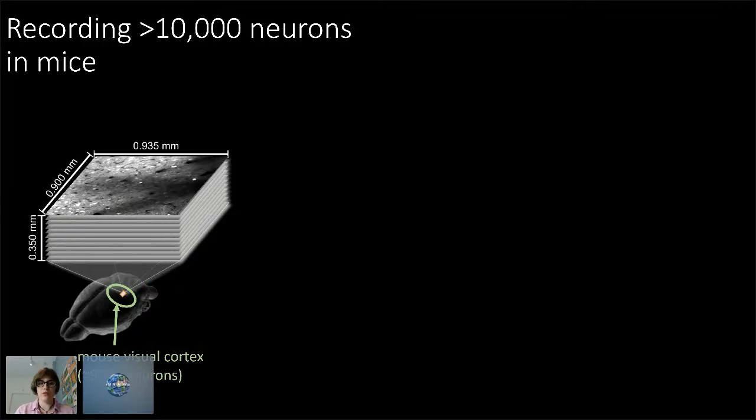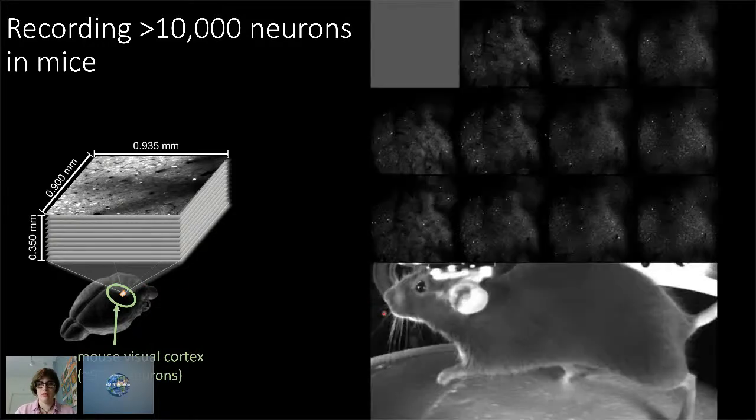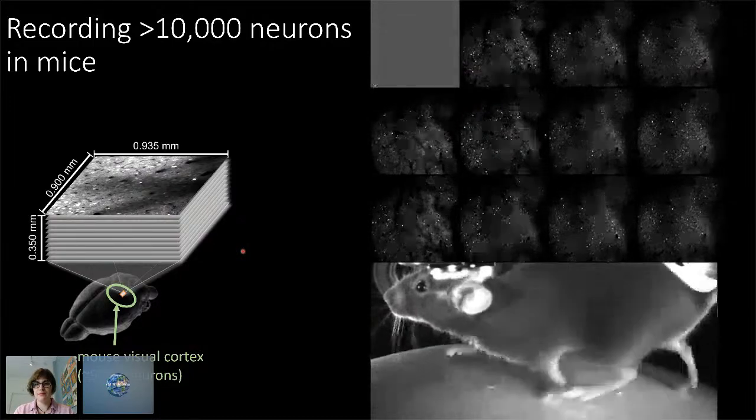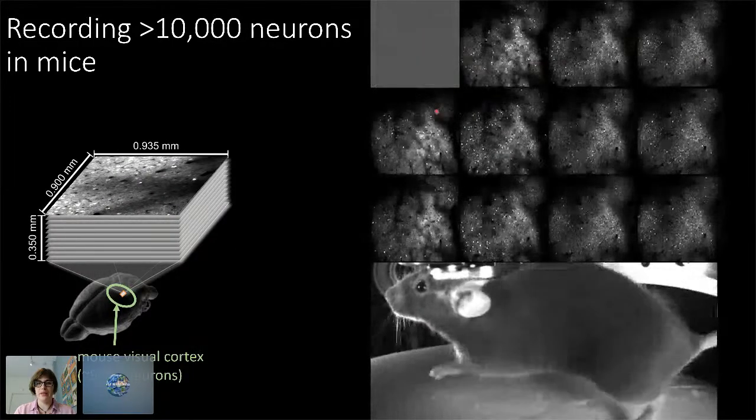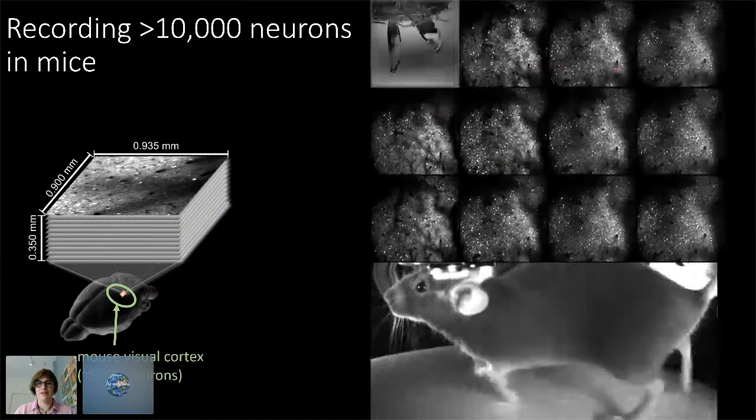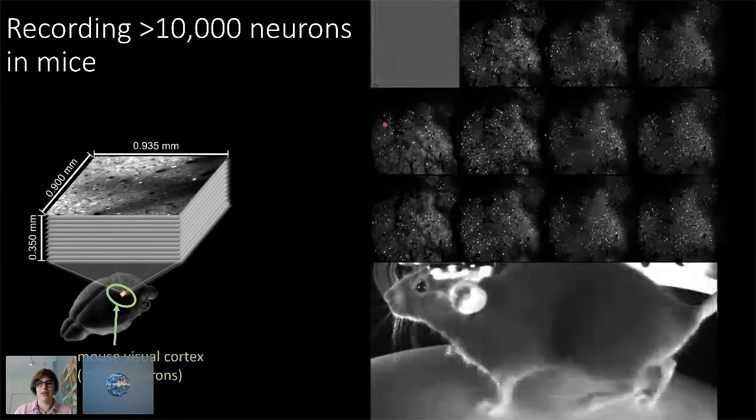And while we perform these recordings, the mouse has a screen in front of it, which is going to show natural images, and you'll see the images in the upper left here that are on the screen, and then you'll see each of these squares is one of these planes in depth of neural activity. There's still activity even when the visual stimuli aren't coming in, and then when the visual stimuli come in, you can see many neurons lighting up and responding to these stimuli.